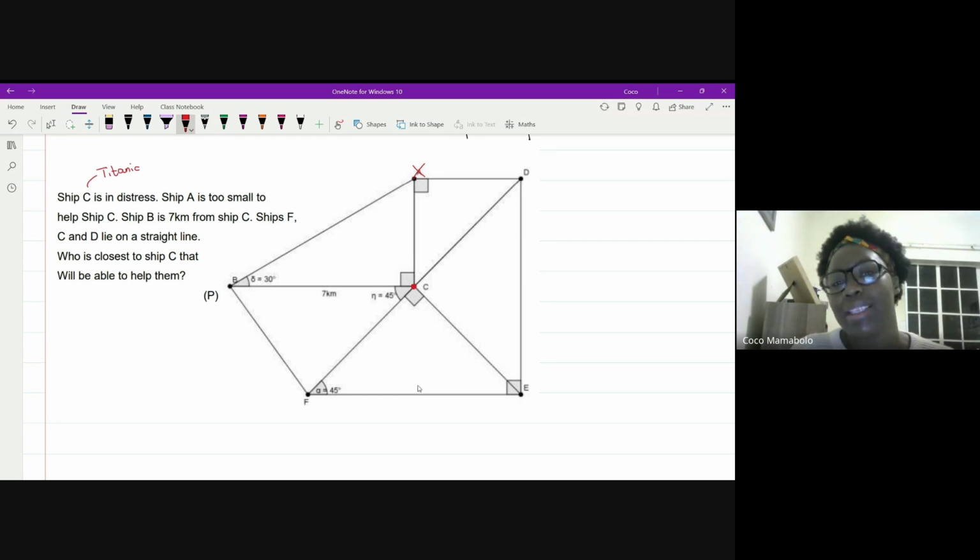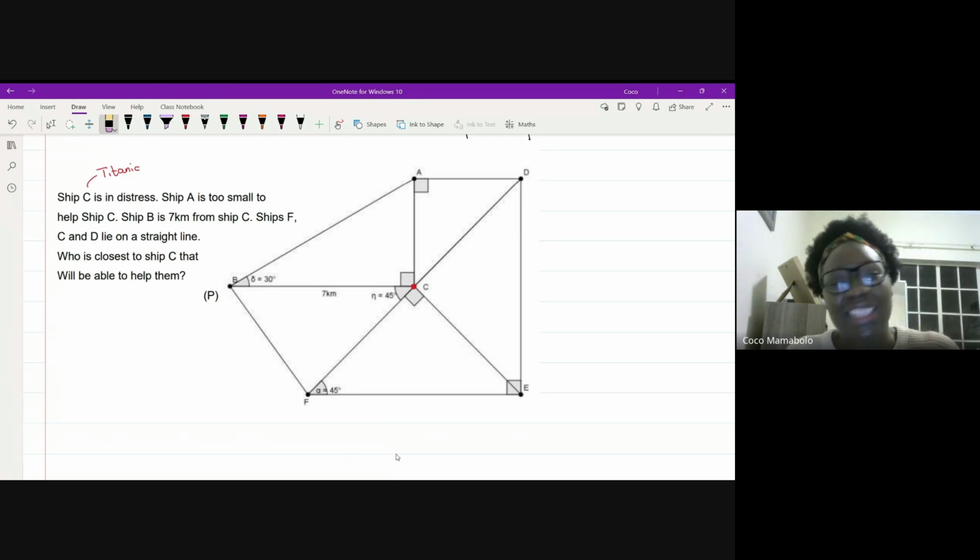We're going to work inside the triangle that has the most information. Which triangle has the most information? Oh, and Abu, we can't say based off my eyesight. We can't just say ship E looks closer. We must actually calculate, because these things are not drawn to scale.